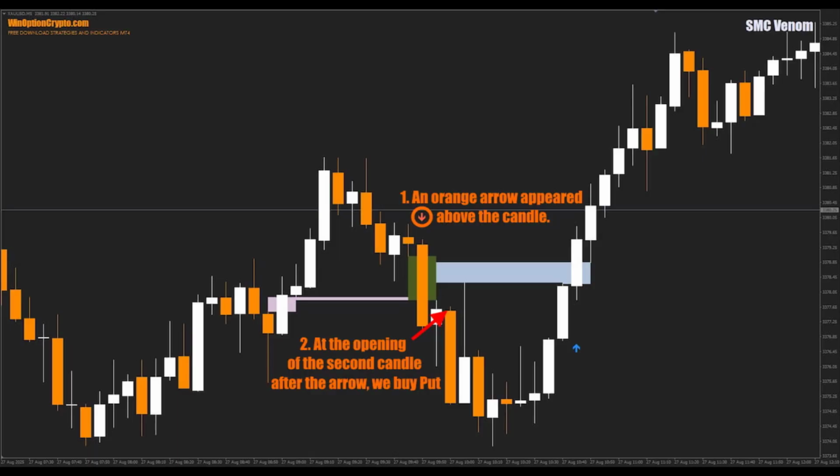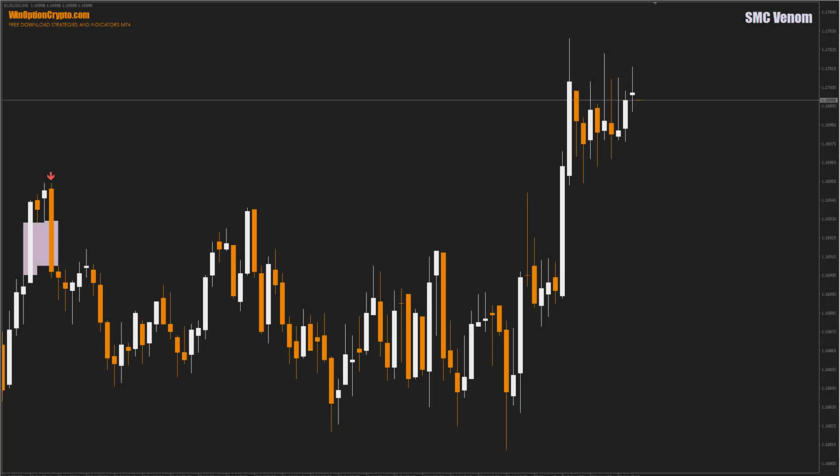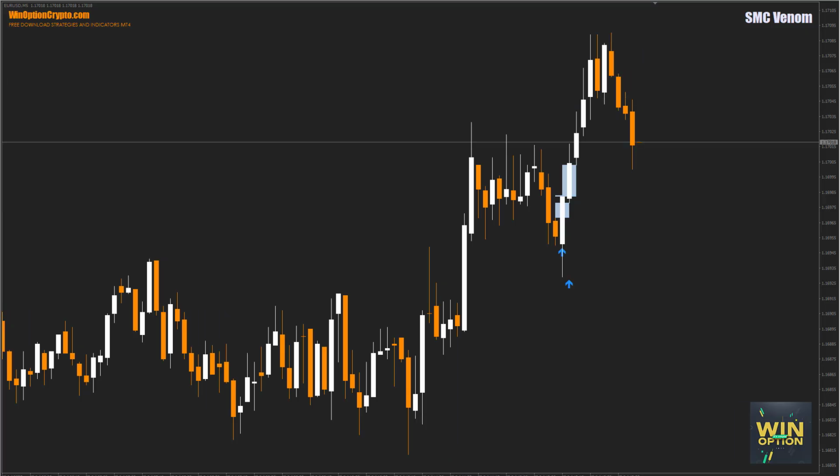To open a put option, you need to: 1. Wait for an orange arrow to appear above the candlestick. 2. At the opening of the second candle after the arrow, we buy a put option. We recommend setting the expiration time to 1 or 3 candles. However, the optimal position holding period will depend on the specific asset and should be determined by you based on the results of backtesting. This approach will help adapt the strategy to the specifics of the chosen instrument and improve its effectiveness. Now let's talk about the advantages and disadvantages of this strategy.